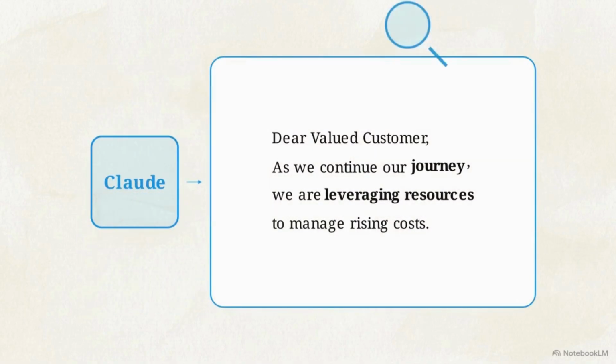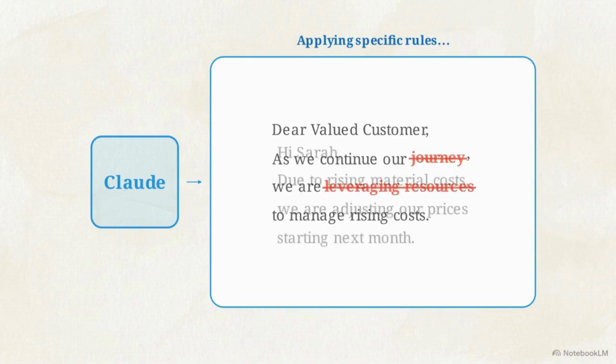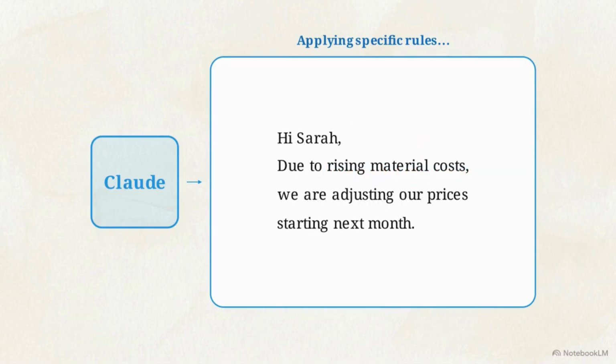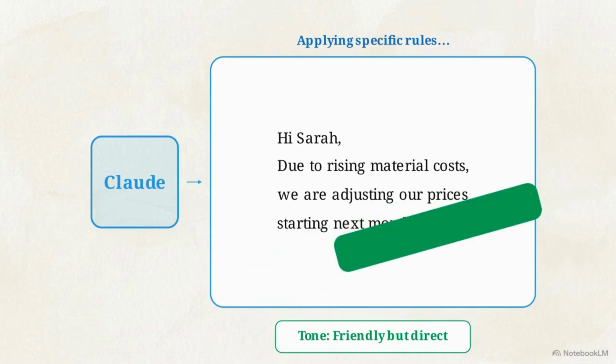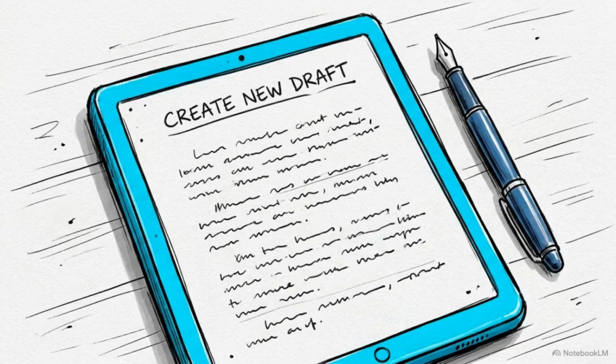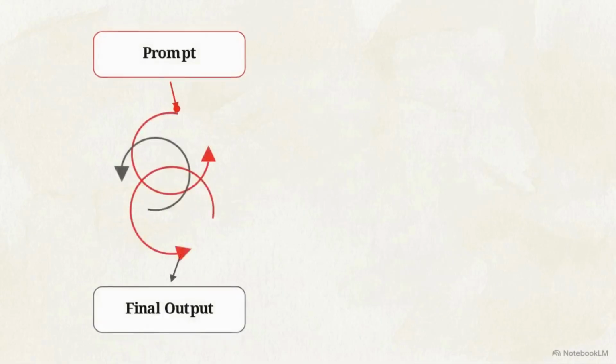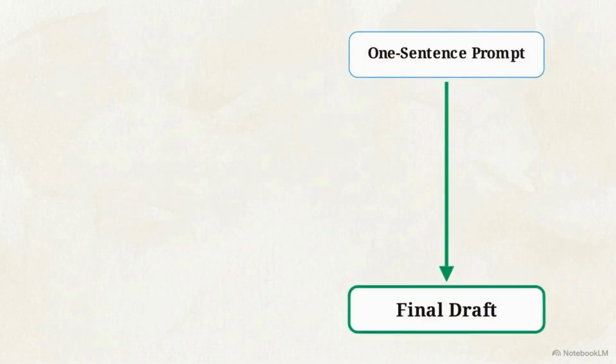This diagram shows where Claude applied your specific rules. Notice the phrasing. The corporate filler is entirely gone. There is no mention of a journey or leveraging resources, and the tone hits that friendly but direct mark you established. It's ready to send, as is. By front-loading this context once, you stop the cycle of constant reprompting. A simple 1-sentence request now produces what used to require multiple rounds of manual polishing.